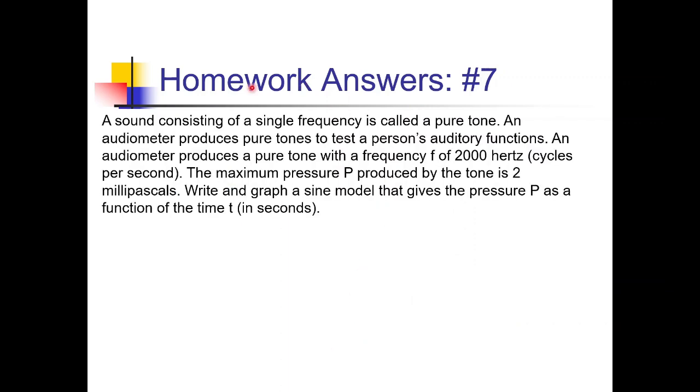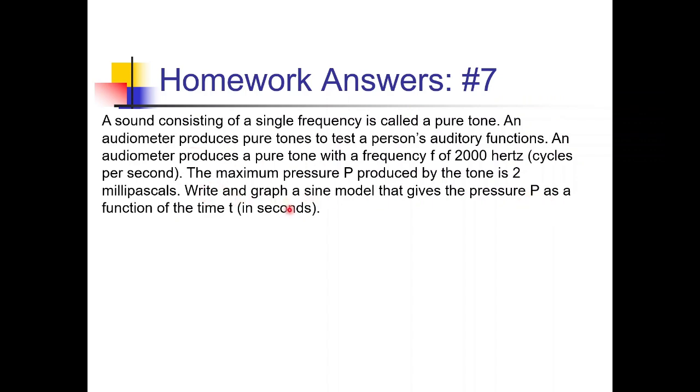For this problem, we're told that a sound consisting of a single frequency is called a pure tone. An audiometer produces pure tones to test a person's auditory functions, and produces a pure tone with a frequency f of 2000 hertz. That's 2000 cycles per second. Now we're told the maximum pressure produced by the tone is 2 millipascals. So we want to write and graph a sine model that gives the pressure, P, as a function of time in seconds.